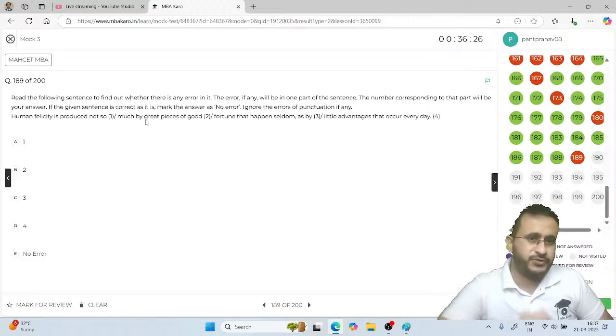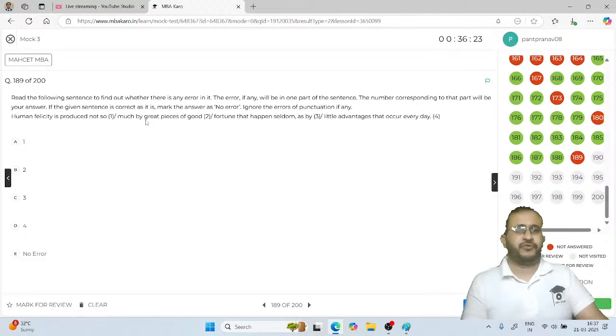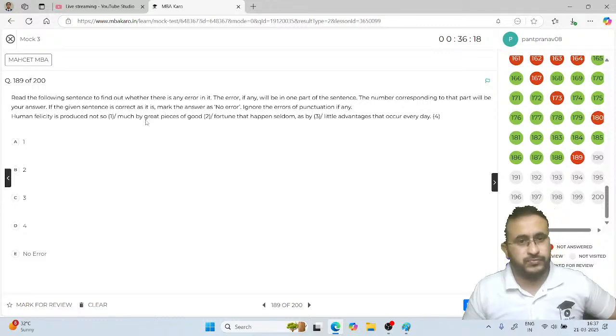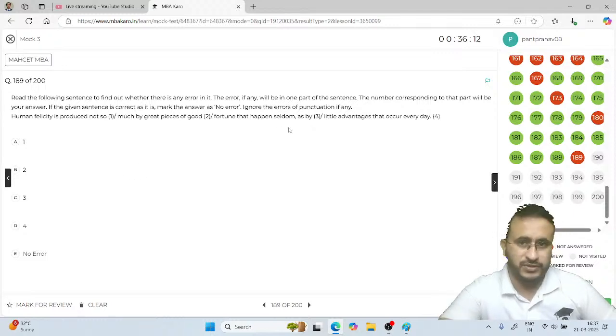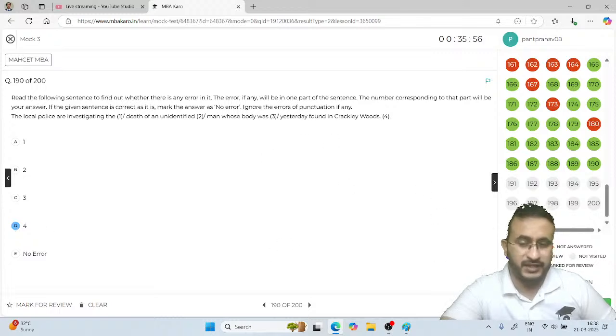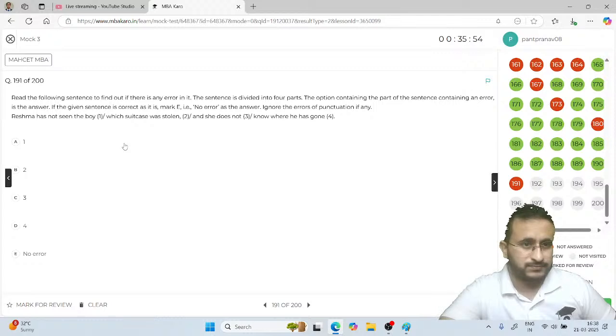Human felicity is produced not so much by great pieces of good fortune that happen seldom as by, I think, looks wrong. So it should be but by this. Local police are investigating the death of an unidentified man whose body was yesterday found. So I think that makes found in Crackle Woods yesterday. He has not seen the boy whose suitcase was stolen.